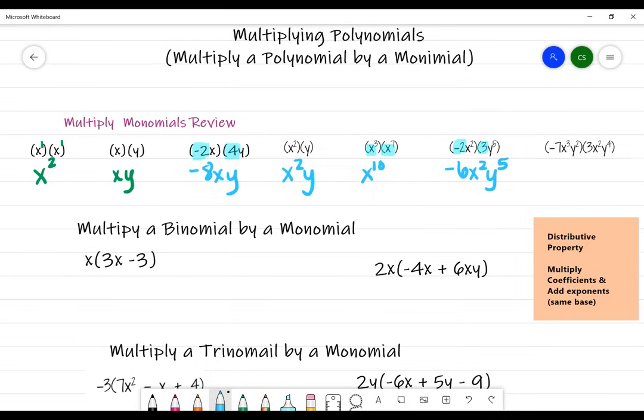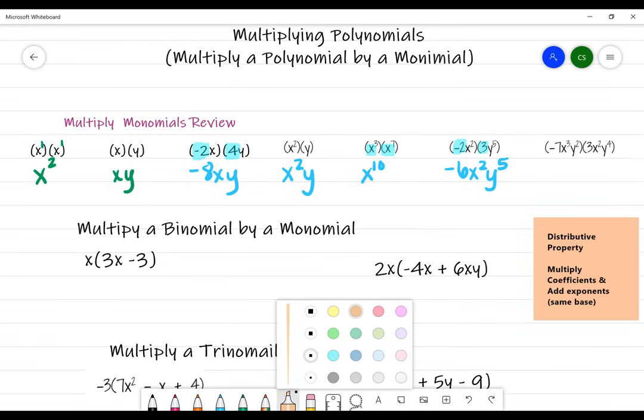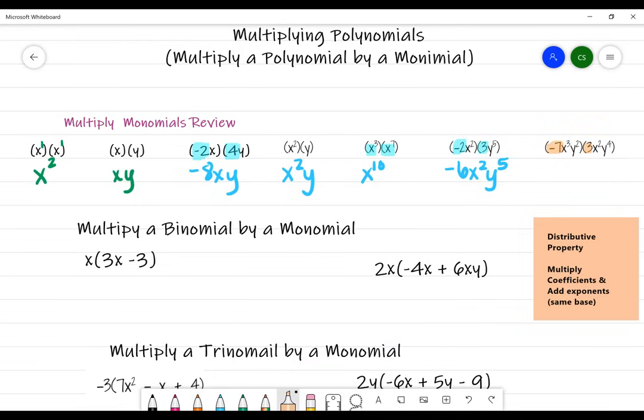And lastly, we have negative 7x cubed y squared times 3x squared y to the power 4. I can multiply my coefficients, negative 7 and a positive 3, which gives me a negative 21. I'm looking now and I have some like bases. I have x cubed and x squared. That means I have 3 x's in one case and 2 x's in the other case. I can combine those because they have the same base, add the exponents, and I get x to the power 5.